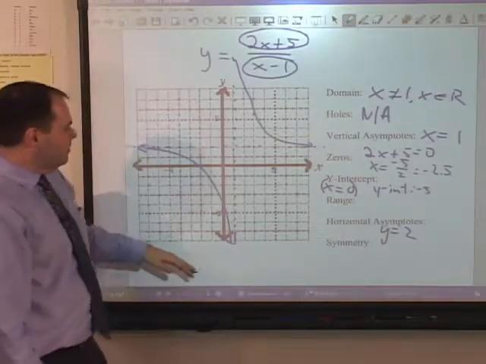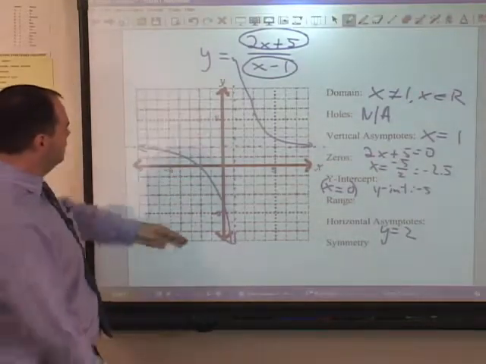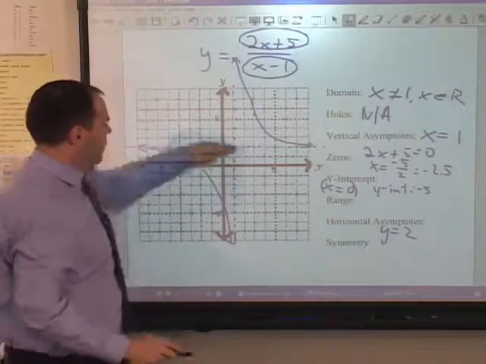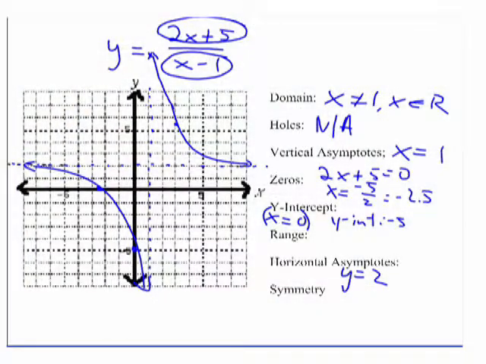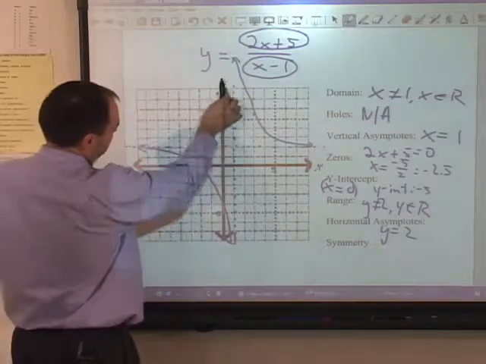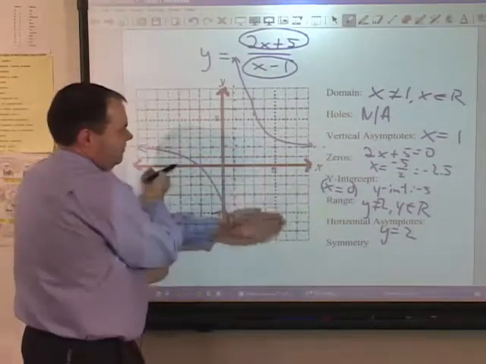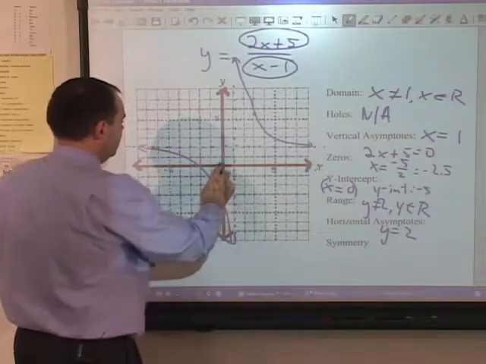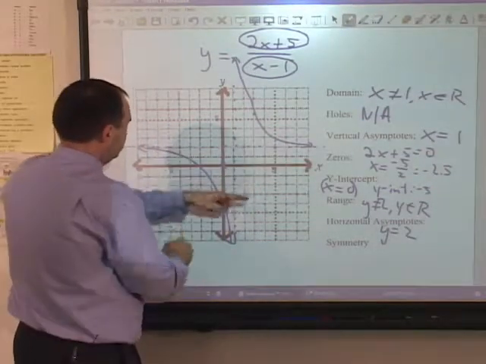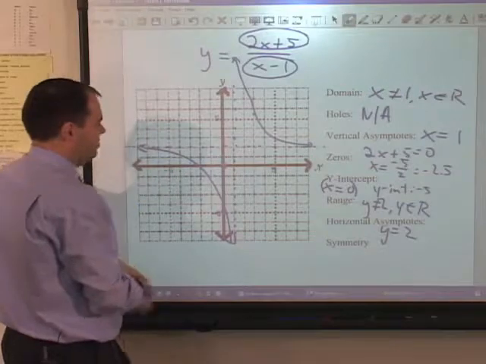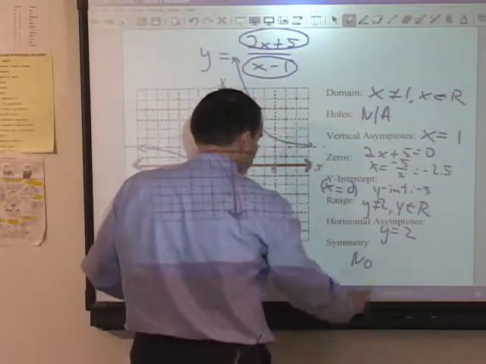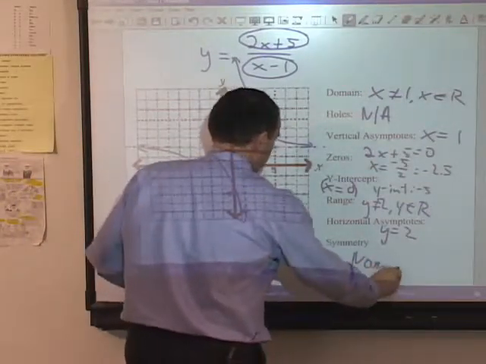Okay, so my range is going to be all values of y, except y equals 2. So y can't be 2, but it can be anything else. And in terms of symmetry, I don't see any symmetry. The graph doesn't look like it's symmetric about the y-axis. If I flip, I'm going to get something different. If I rotate 180 degrees, I'm not going to get a match. So there doesn't appear to be any symmetry. No symmetry.